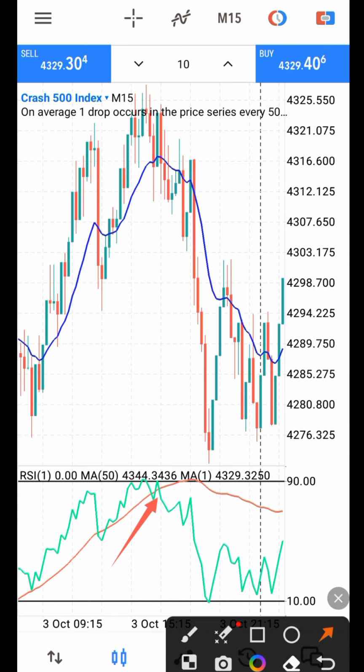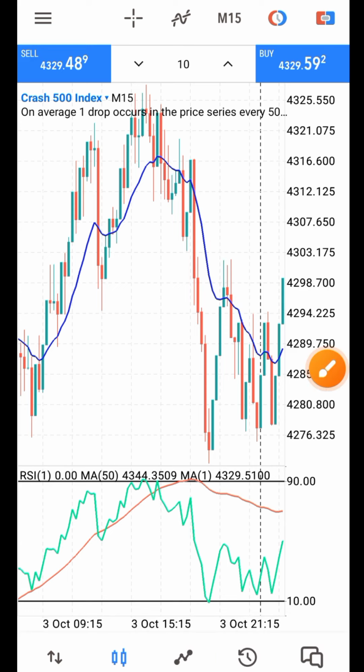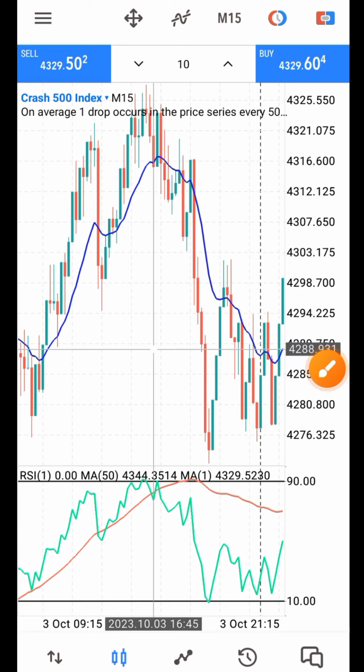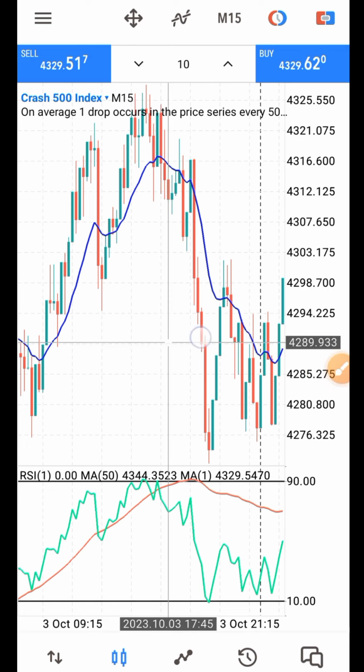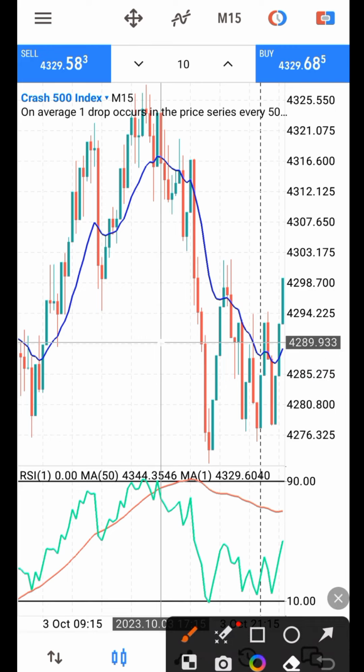I've already explained earlier that when this moving average is above the candle, it tells us downtrend, and when it is below the candle, it tells us uptrend. So now it is above the candle. You know this crossing happened here. You have to see the crossing happening clearly before deciding to put a trade.